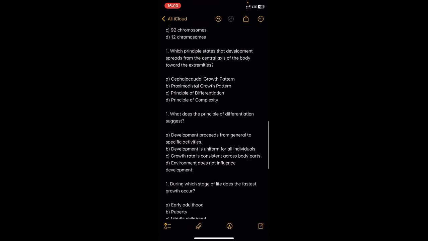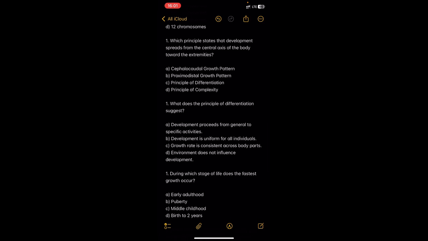What does the principle of differentiation suggest? Differentiation, going from easy to hard, from homogeneous to heterogeneous, from large muscle groups to specific muscle groups. So development proceeds from general to specific activities. Is that it? Development is uniform in all individuals. Growth rate is consistent across body parts. Environment does not influence development. So the answer is A.